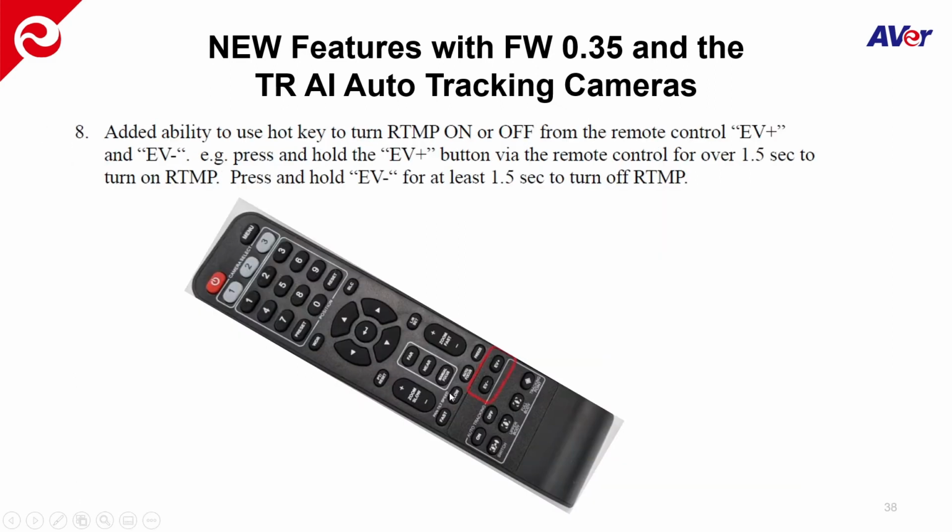Also, via the camera remote, we've added the ability to turn on the RTMP stream and also turn off the RTMP stream. Via the camera remote, use EV plus to turn it on and then EV minus to turn it off. Just hold those buttons for at least 1.5 seconds for that function to work as RTMP on and off.